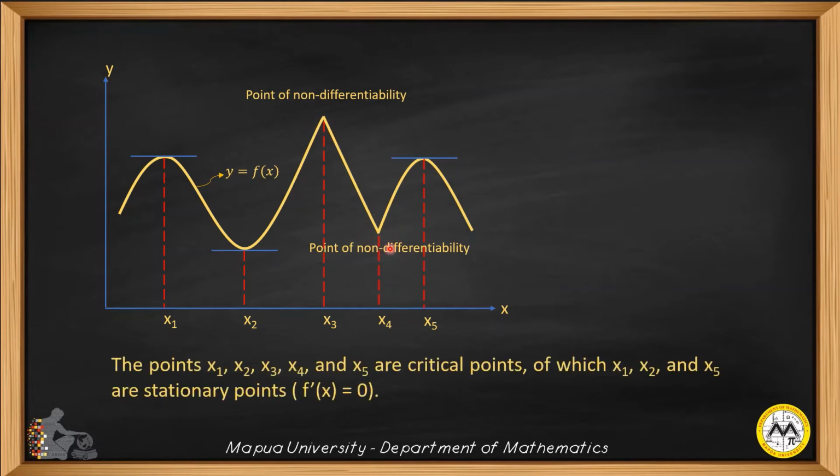So at this point, we generalize that the points x1, x2, x3, x4, x sub 5 are critical points. These are points where either y prime is 0 or y prime is undefined, and that x sub 1, x sub 2, and x sub 5 are called stationary points. These are points where y prime or f prime of x is equal to 0.